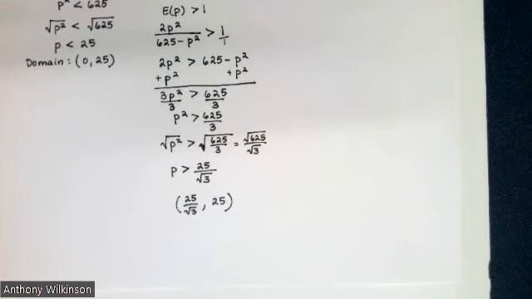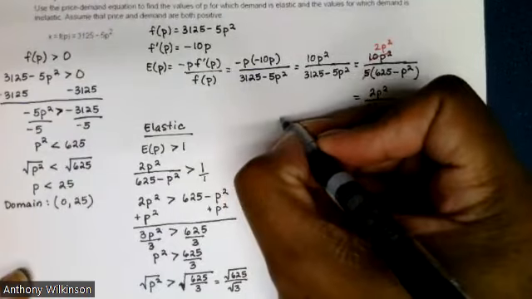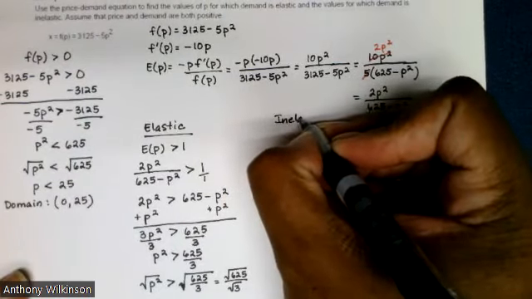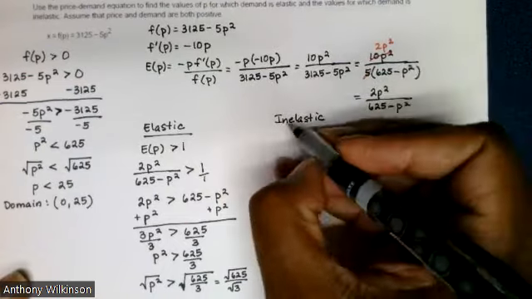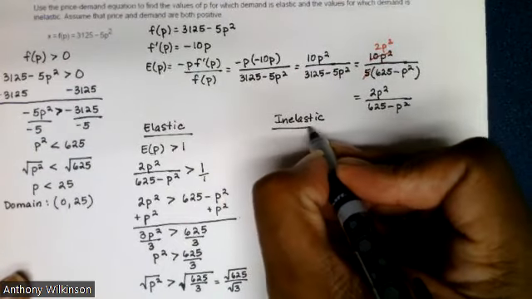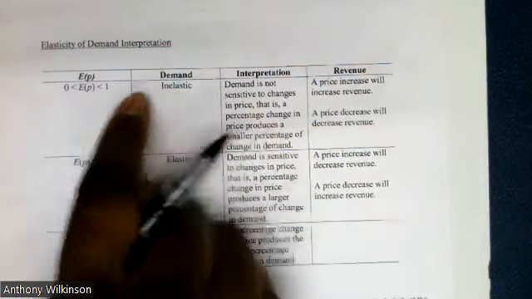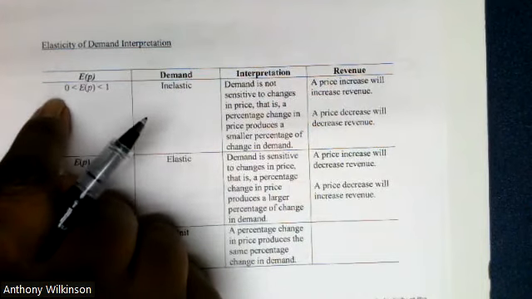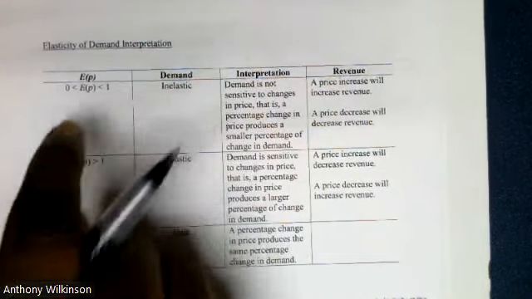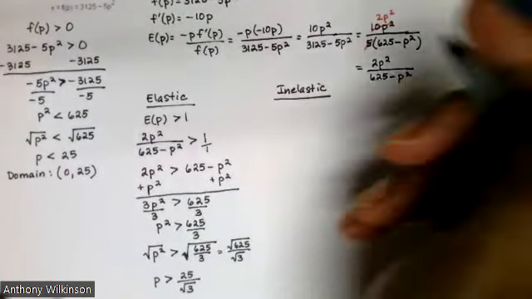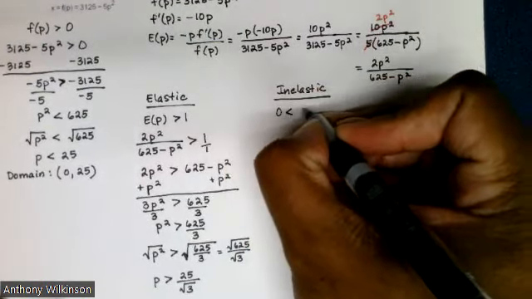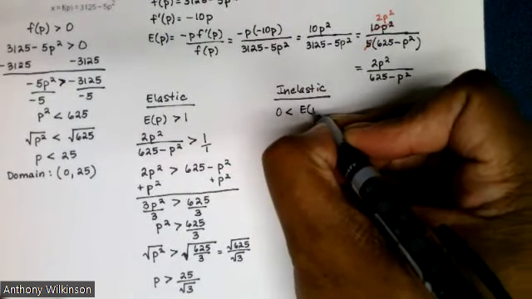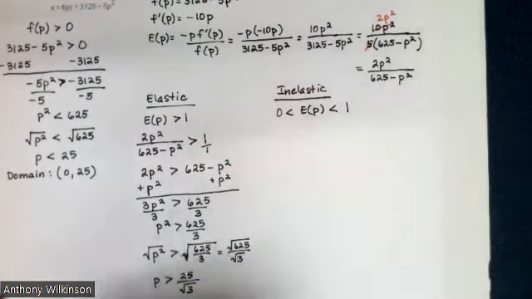Okay. Now, for inelastic, I'll do this off to the side, inelastic, because they ask for the values for which the demand is inelastic. In other words, well, if our demand is going to be inelastic, that means your E of P has to be something in between 0 and 1. E of P must be between 0 and 1. 0 is less than E of P and less than 1.